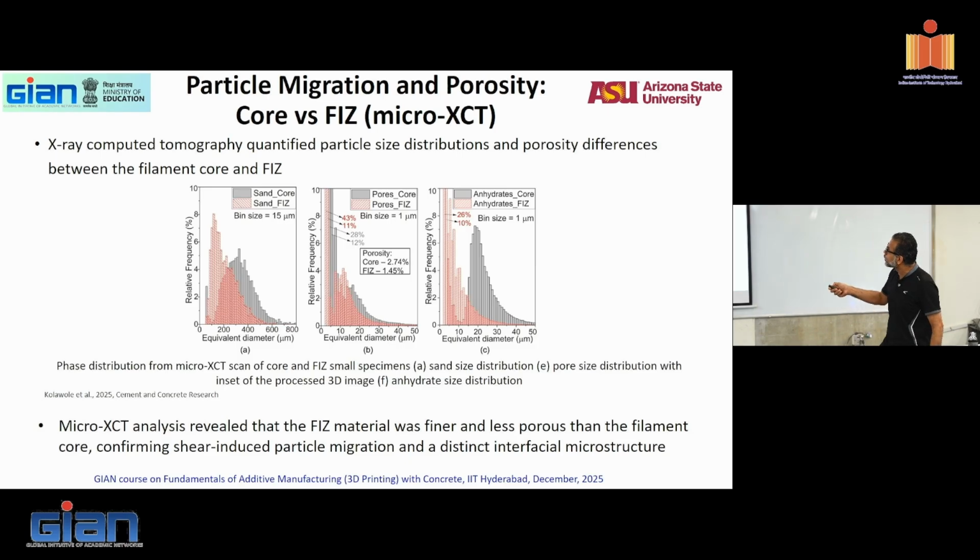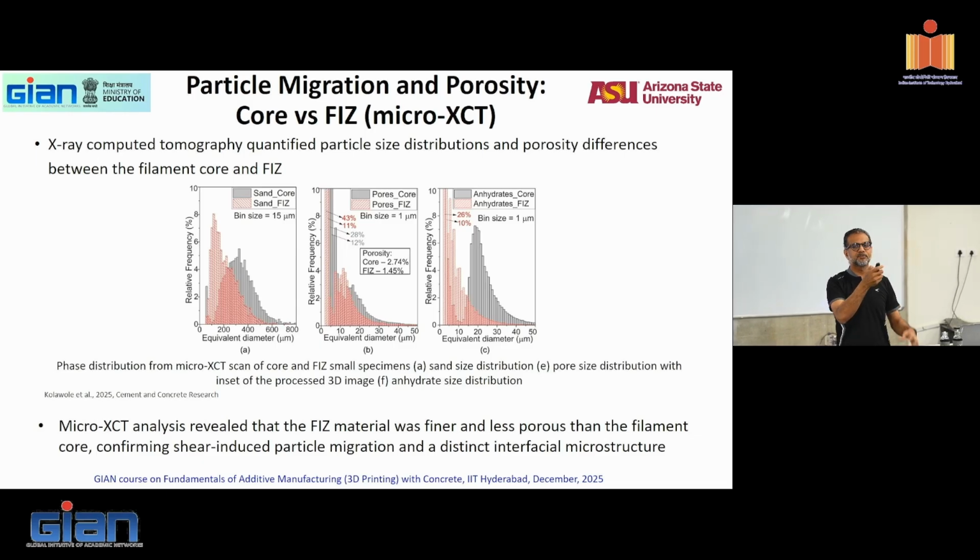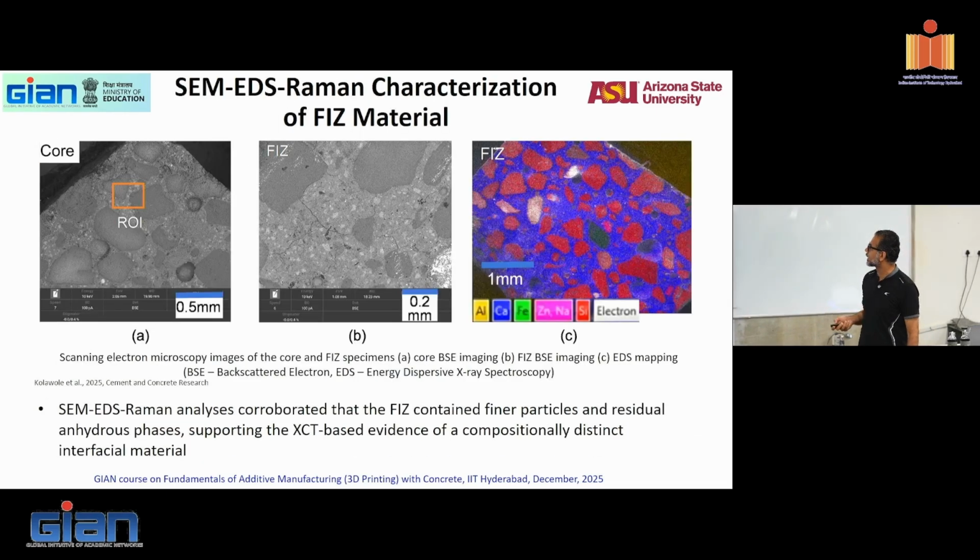And as you get closer and closer to the interfacial zone, you have smaller diameter, smaller size anhydrates. So as you go more into the core, you will have more anhydrated material, and you will have more porosity in the interface. So micro-CT analysis revealed that the interfacial zone was finer and less porous than the filament core, confirming shear-induced particle migration. So again, particles migrate, densification of the core, that is the particle idea.